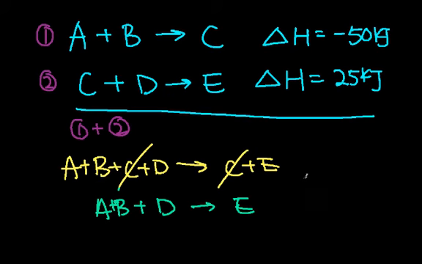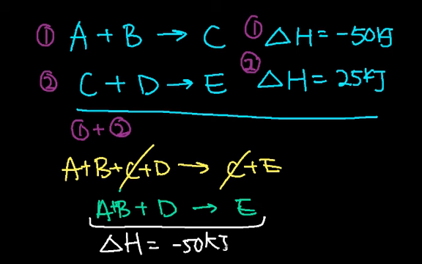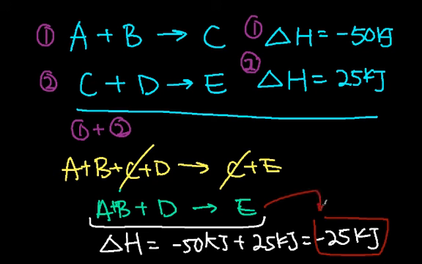And Hess's law states that since we added reaction 1 and reaction 2, we can add the enthalpy changes for reaction 1 and reaction 2 together. We see that the net enthalpy change for this net reaction would be negative 50 kilojoules plus 25 kilojoules, which would give us a total of negative 25 kilojoules. And this number would be the enthalpy change for this net reaction.